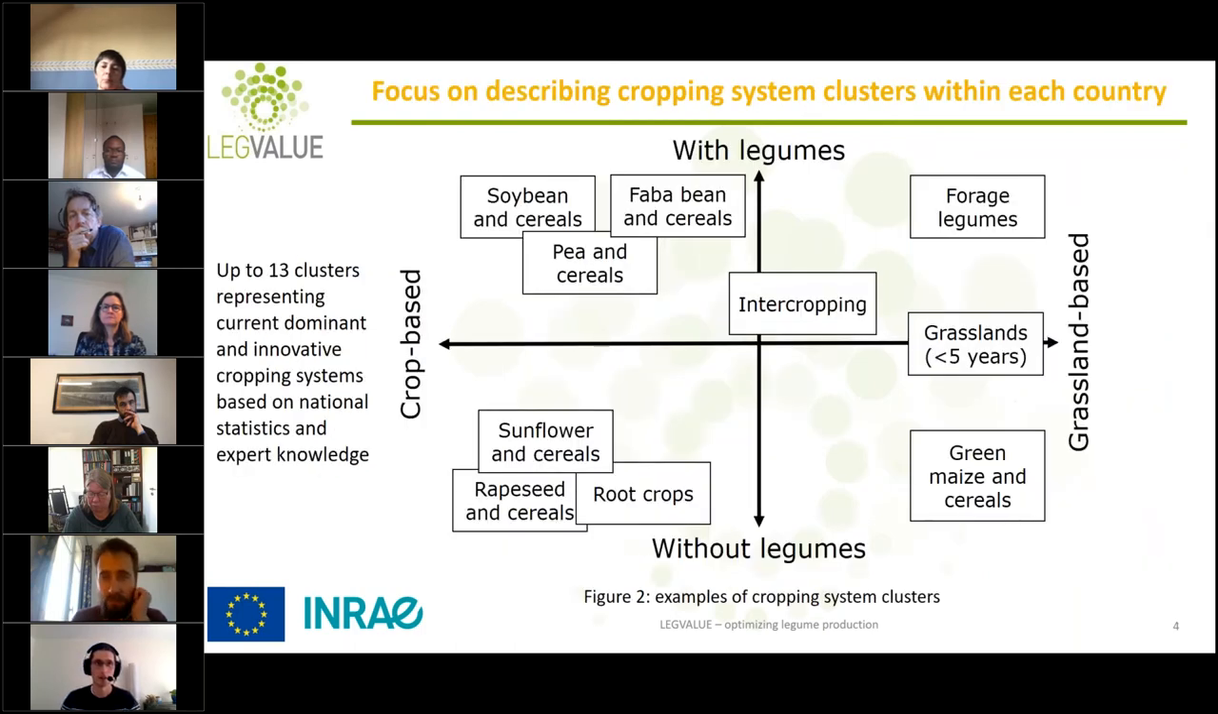So here is a focus on what I call a cropping system cluster or cropping system family. It is not possible to describe all the diversity of cropping systems for our workshop. So we decided to gather them in groups, we call them families. And each country has its own set of cropping systems. They represent dominant and innovative cropping systems with and without legumes, crop only or with grasslands. So we have a large diversity of cropping systems to play with.